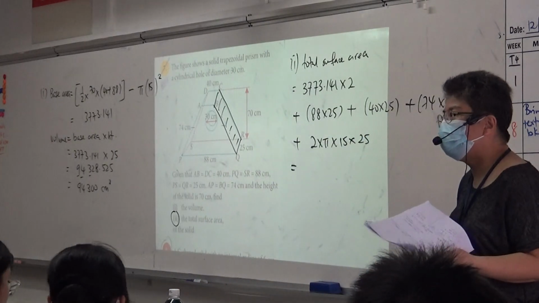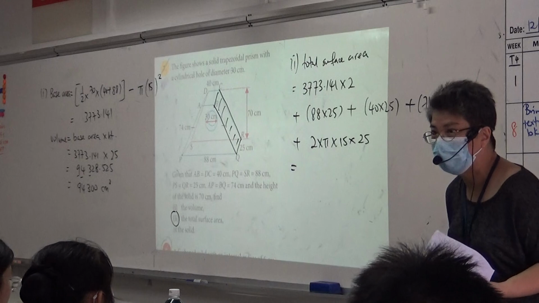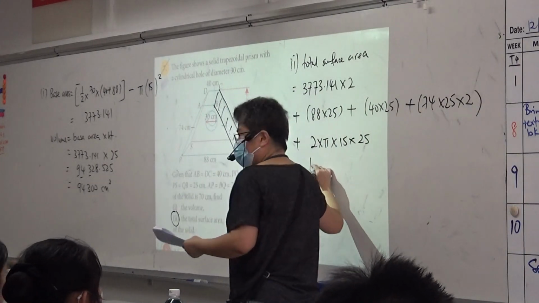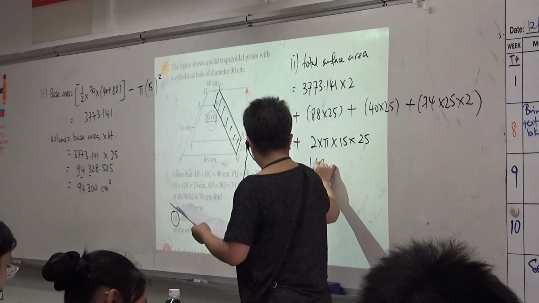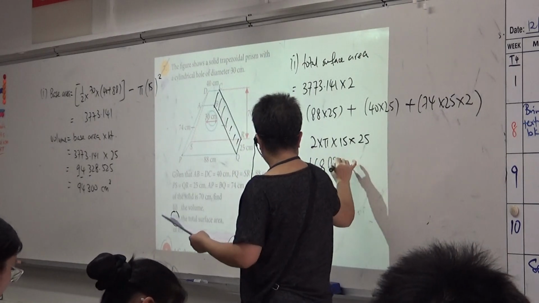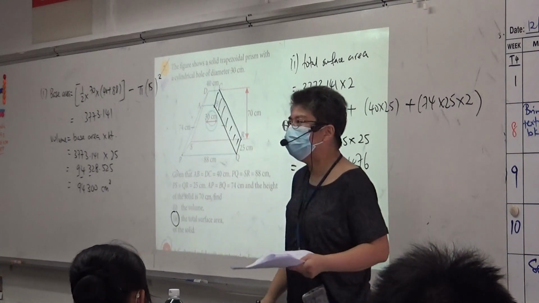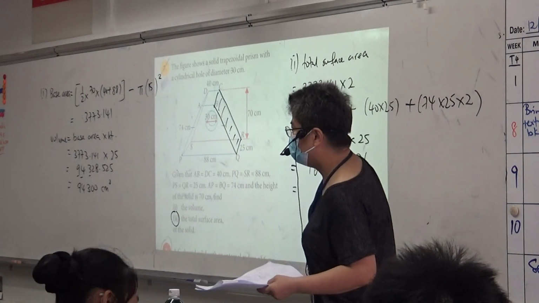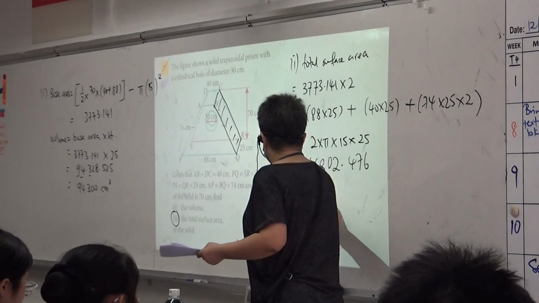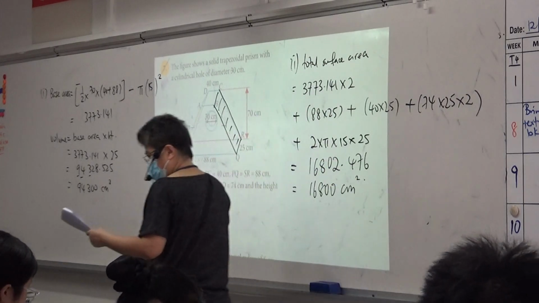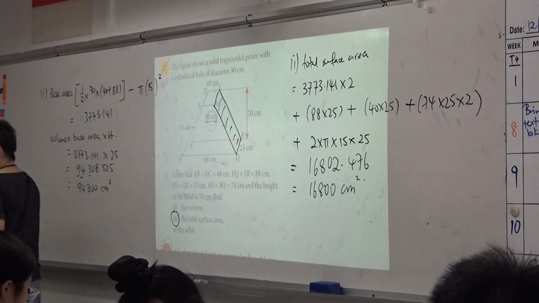You must key in your calculator correctly, if not you'll be totally wrong, right? 6802.476. Okay. 3 significant figures. 16800 cm squared. Are we clear now?